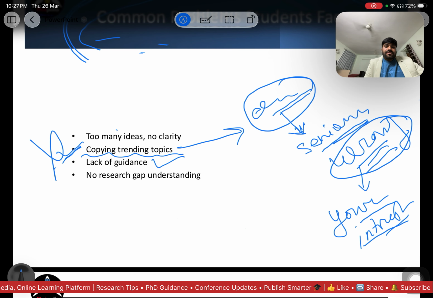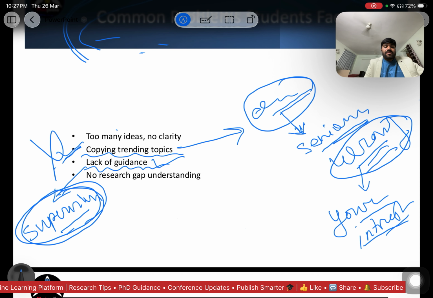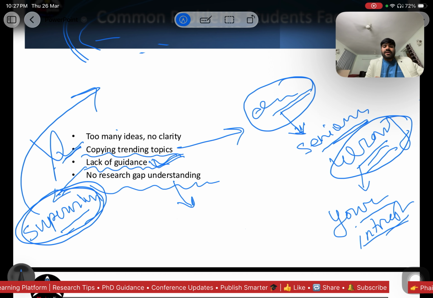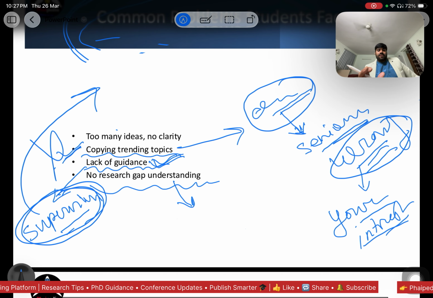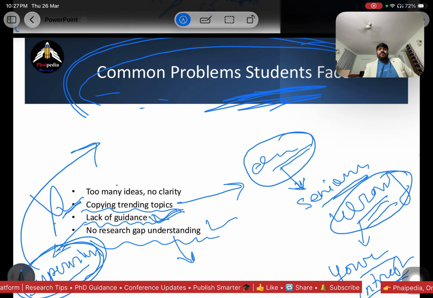Lack of guidance, there will be a lack of guidance. Also, selecting your supervisor plays an important role. So lack of guidance, no research gap understanding. How to find out the research gap in a particular research area or research topic? This is also an important thing which students basically don't know. I will make a separate video on how to find out the research gap.